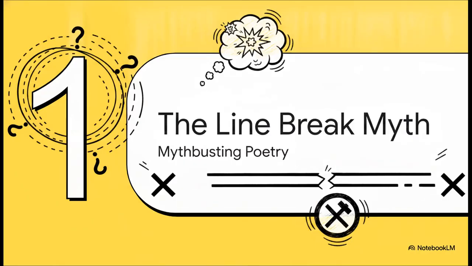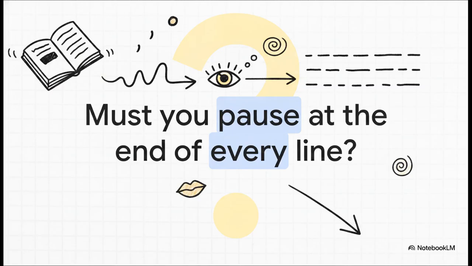The line break myth. Myth-busting poetry. We really got to start here because this is, without a doubt, the single most common mistake middle schoolers, and actually scratch that, even some adults, make when reading poetry out loud. So I want you to think about your own reading habits for a quick second. Here's the question. Must you pause at the end of every poetic line? Like, when your eyes hit the right side of the page and the text just runs out, do you automatically stop, take a breath, and then jump to the next line?